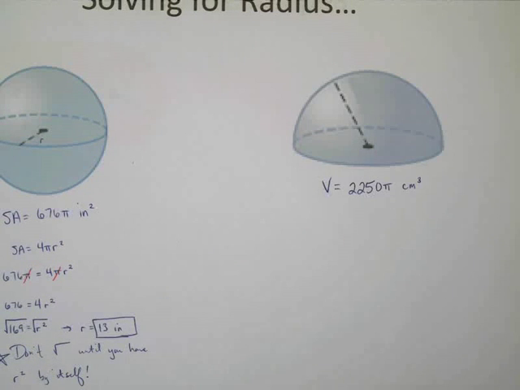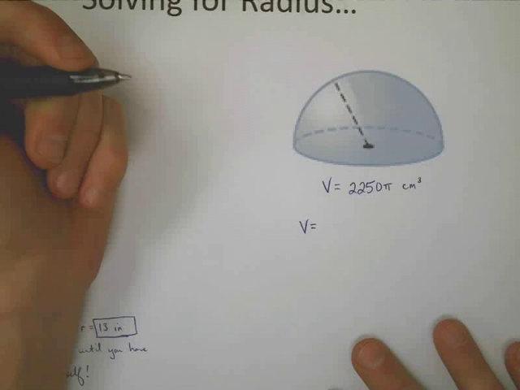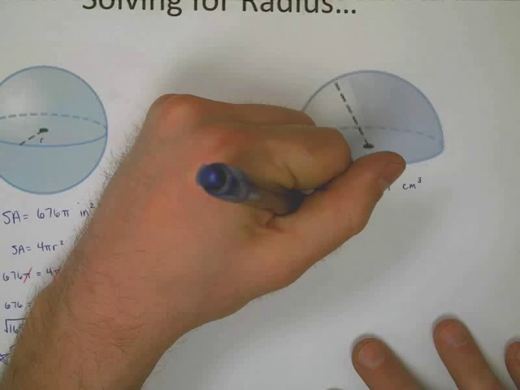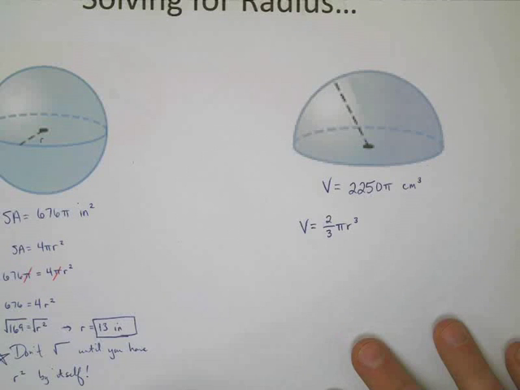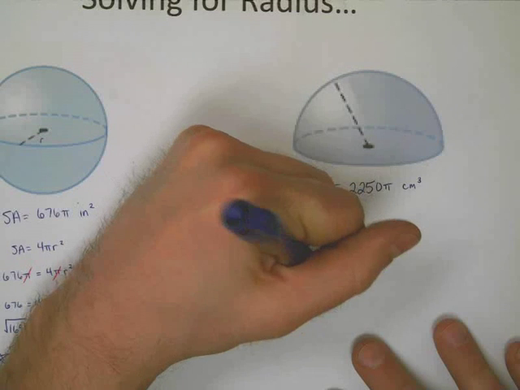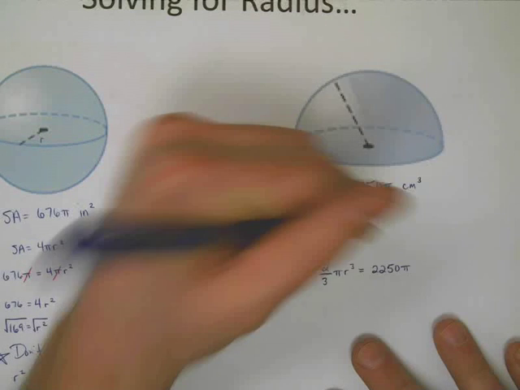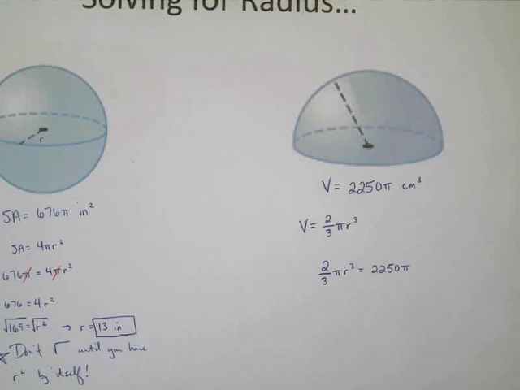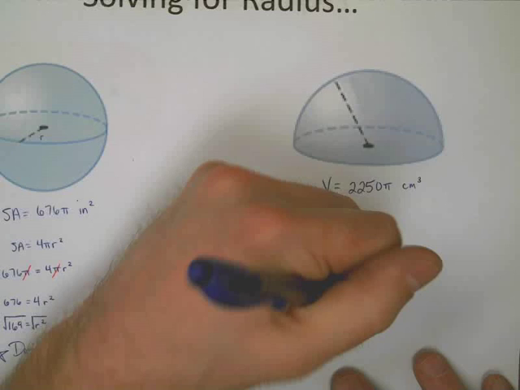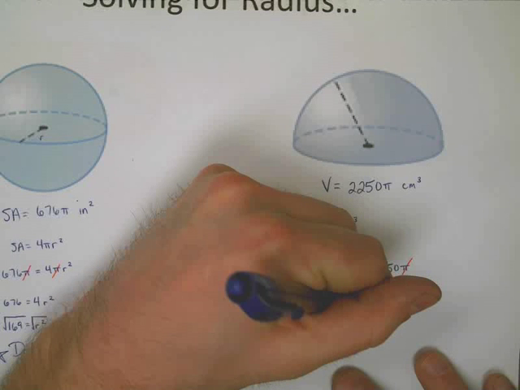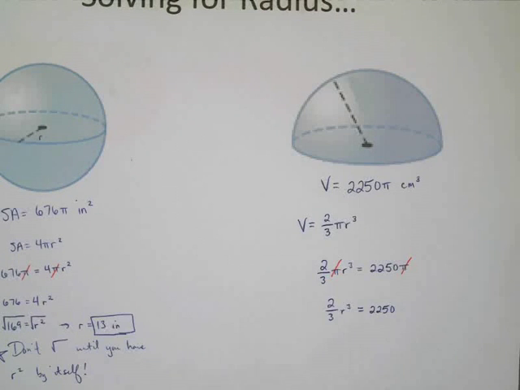cubic centimeters. Okay. Well, normally for the volume of a sphere, I would have 4/3 pi r cubed, but this is half of a sphere, so it's 2/3 pi r cubed. And I know then that if I did 2/3 pi r cubed, I should get 2250 pi. Once again, conveniently, you have a pi on both sides, so those go away. So I have 2/3 of r cubed is equal to 2250.